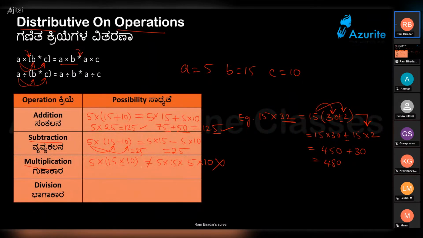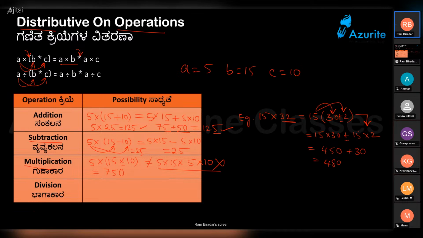We have studied it in the first operation, that is commutative. So what we have to do, we have to directly multiply. So 5 into 15 or 5 into 50 you can do it, it will both be same. So 5 into 15 will be how much? 75. 75 into 10 will be how much? 750. So the answer you will get is 750. So this will be a different answer. We cannot distribute in the multiplication. We just have to directly multiply.